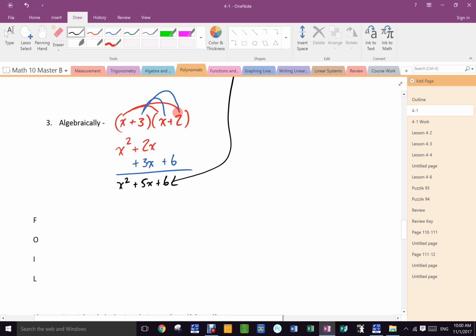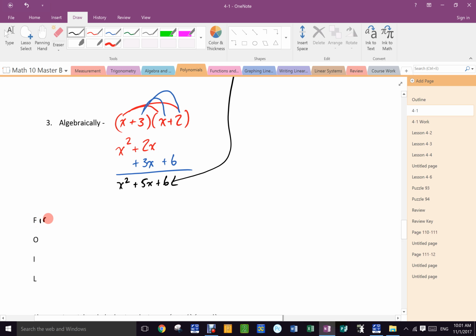Okay, that sets up this little memory tool that a great many of you will hear a lot of from other teachers in your math career. FOIL. The problem with it is it works in only one spot when it is binomial and binomial. It doesn't work anywhere else. So spending a year talking about it doesn't really help anybody. But showing you how to do it will help you.